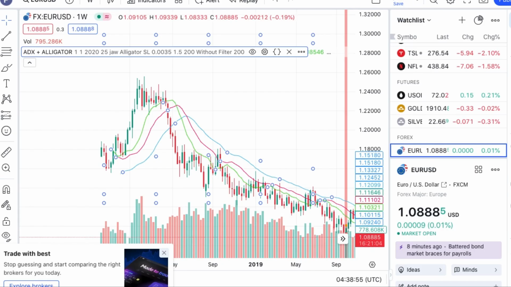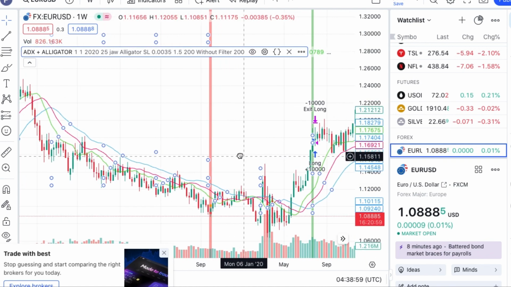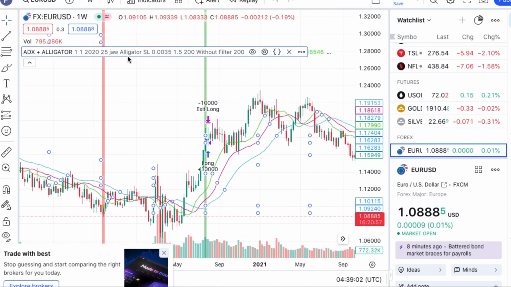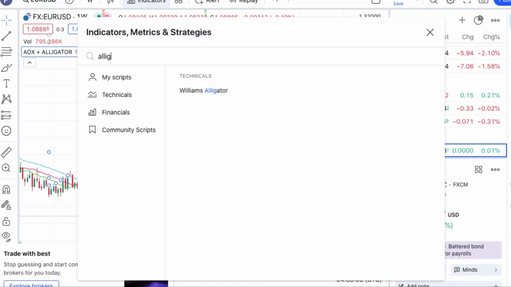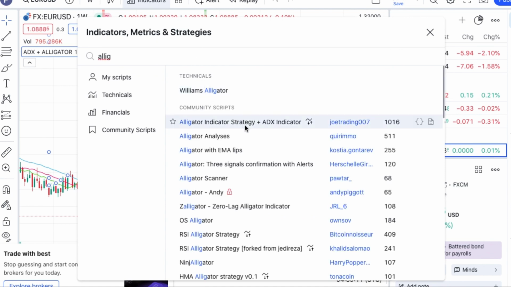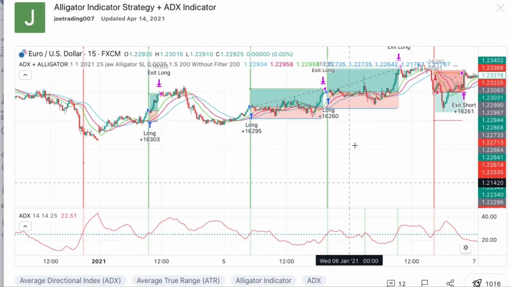So this is Tradingview. This is the Euro USD chart, and this is the Alligator settings. Actually, this is a little bit different. What I did is I went on to indicators and I searched for Alligator, and I saw this first one, Alligator Strategy plus ADX Indicator. As with all Tradingview indicators and scripts, you can click on read more, and it's going to give you some information about that strategy.